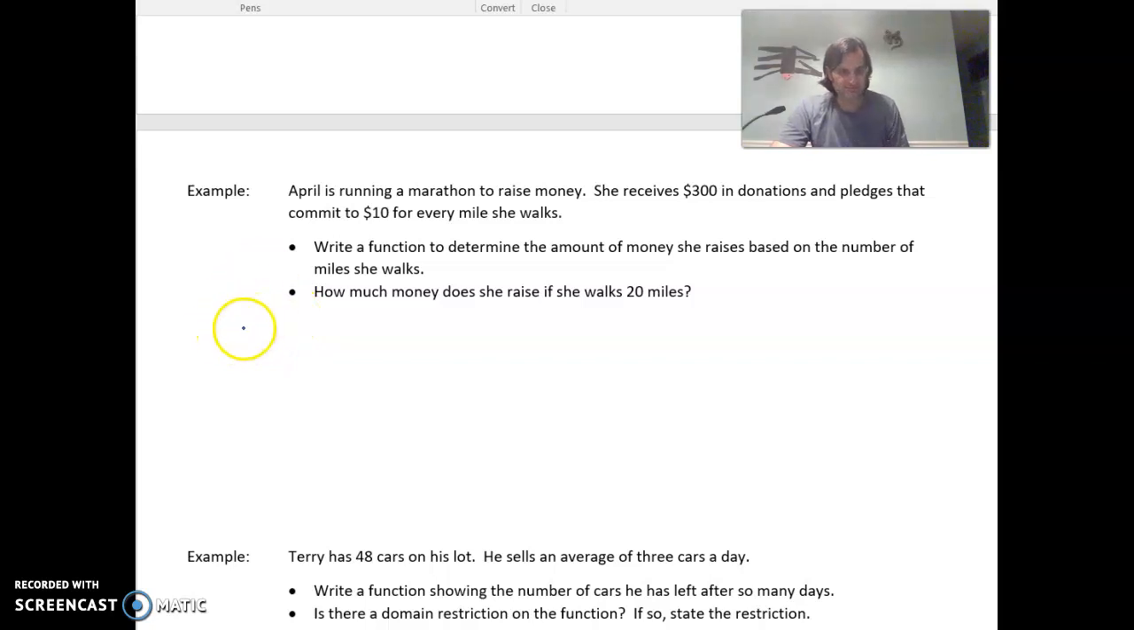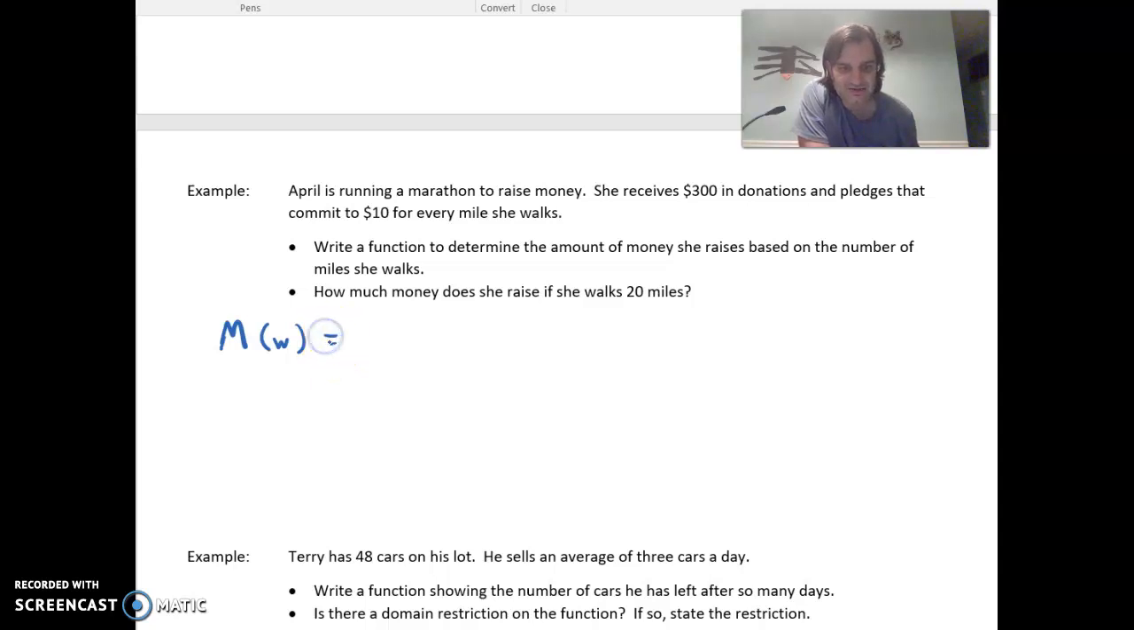So she's going to raise money, so that's what we're trying to calculate. So let's make our function name M for whatever reason. Big old M. And she's making money based off of how many miles she walks. So there's a little m. Let's just call it a W for walks.